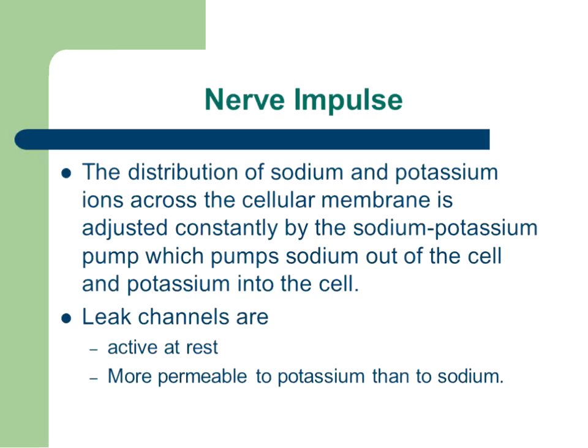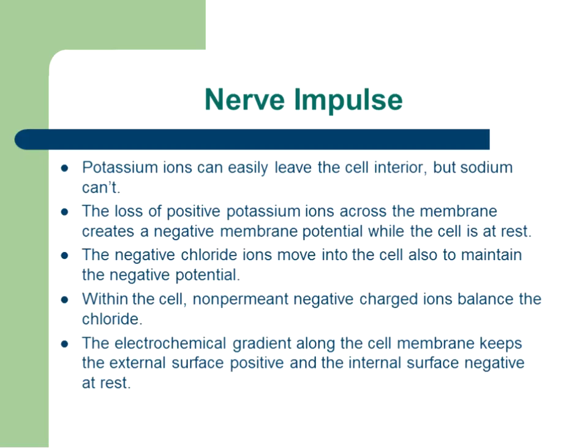Okay, so the distribution of sodium and potassium ions across the cellular membrane is adjusted constantly by the sodium-potassium pump, which pumps sodium out of the cell and potassium into the cell. So you have leak channels. They're active at rest. They're more permeable to potassium than to sodium because it's harder for sodium to cross the membrane. Potassium ions can easily leave the cell interior, but sodium can't. The loss of positive potassium ions across the membrane creates a negative membrane potential while the cell is at rest, because positive potassium is going out.